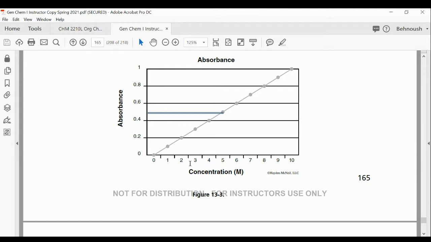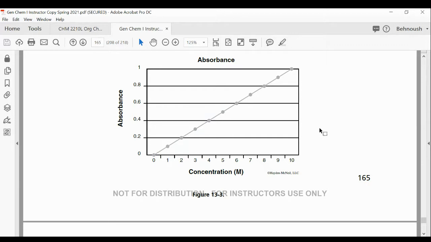Yes, okay, perfect. So when you have the absorption, you find that absorption value on the absorption line. Then you draw a straight line to cross the calibration curve, the graph that you have here, and then perpendicularly draw a straight line down to the concentration line, and you record that number. Okay, so it's going to be 5.